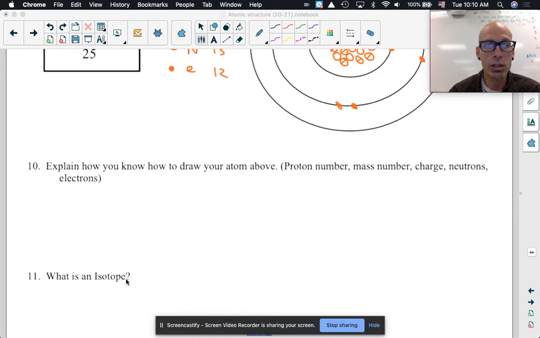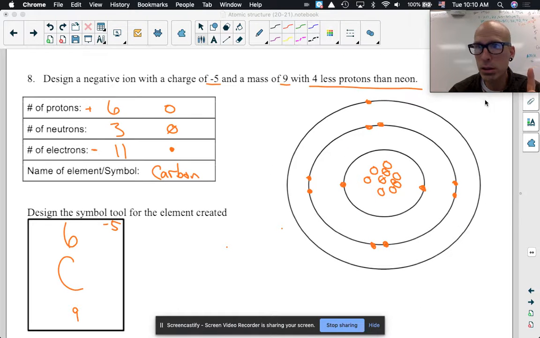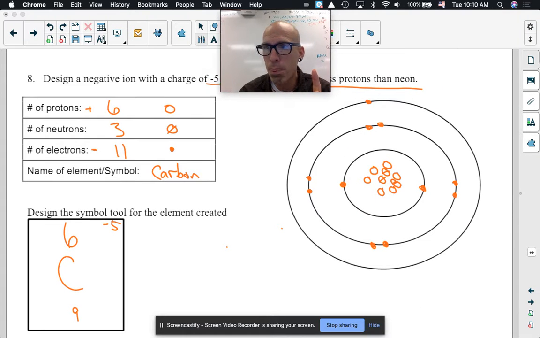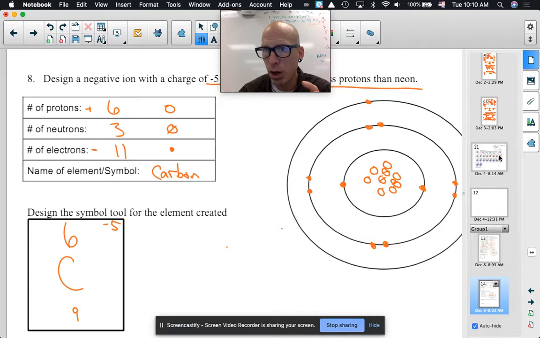And lastly, what is an isotope? An isotope is when more than one atom, multiple atoms from the same element, have different masses, which means they have different numbers of neutrons. So that's what an isotope is. You need to know that that's what an isotope is, which goes back to, let's see, I got to get on the previous page, which goes back to this part.